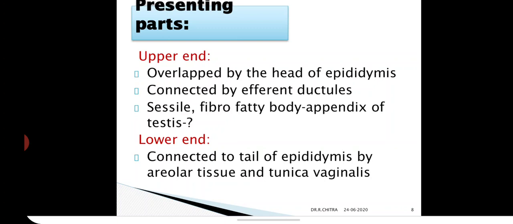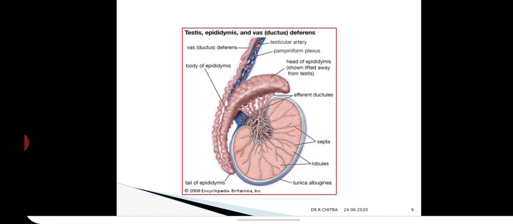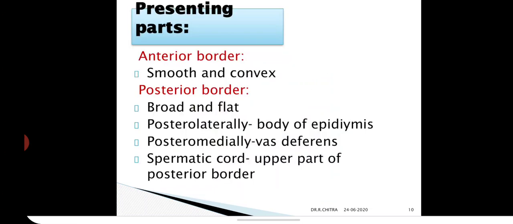Upper end will have the head of the epididymis. Lower end is connected to the tail of the epididymis. So you can see in this, the upper end has the head of the epididymis and also the efferent ductules. Lower end is connected to the tail of the epididymis by areolar tissue and tunica vaginalis. Anterior border is smooth and convex. Posterior border will be broad and flat.